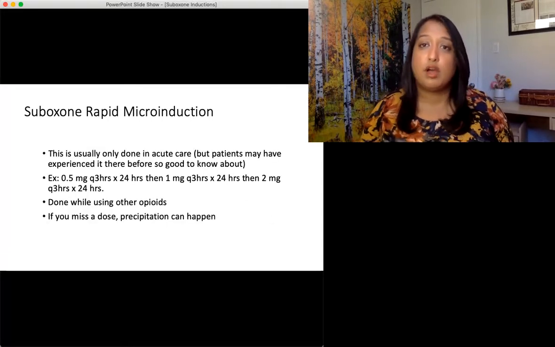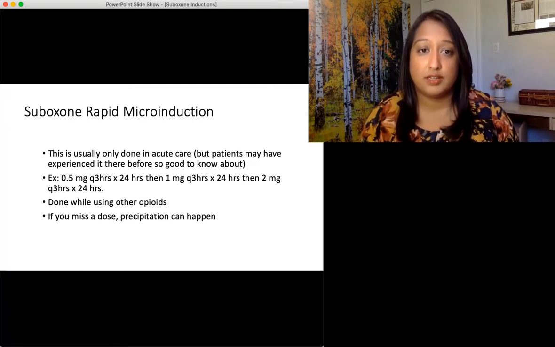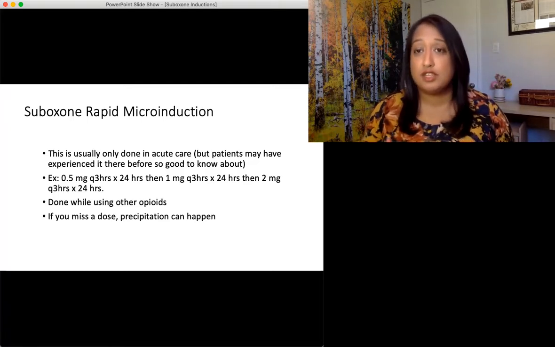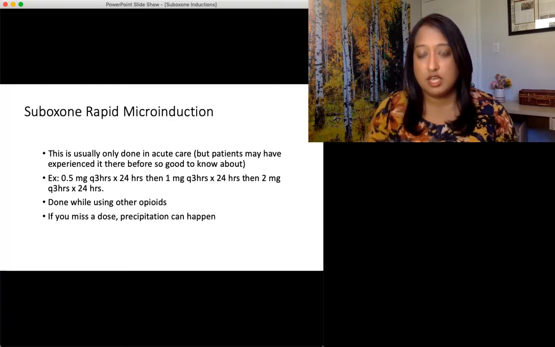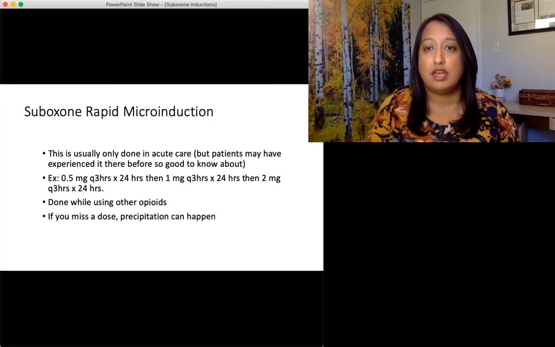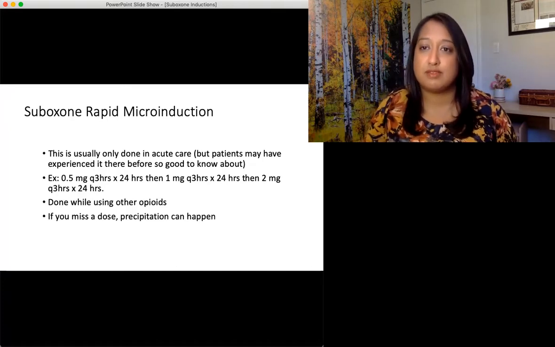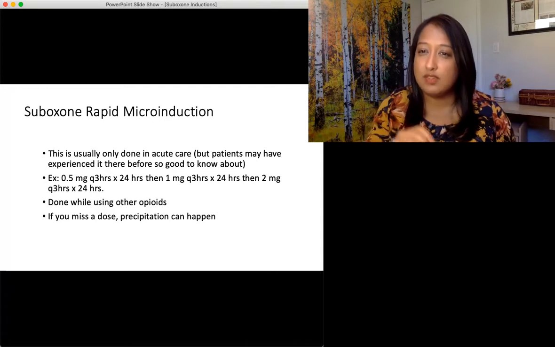Okay, so there's also a rapid microinduction. We do this quite often in acute care, but it's a good thing to know about. So the idea is that you take one of those quarter tabs of Suboxone, and you provide it every 3 hours for that first 24 hours. Then you increase it to 1 milligram every 3 hours, then 2 milligrams every 3 hours.